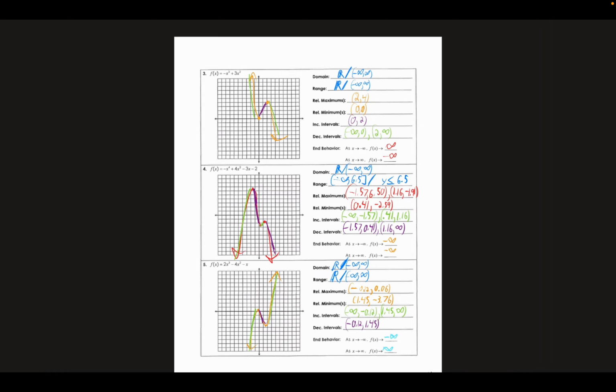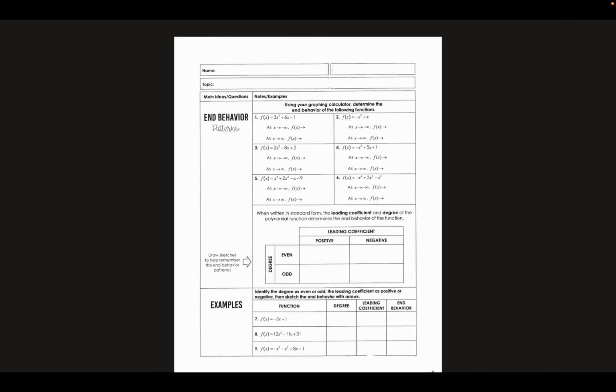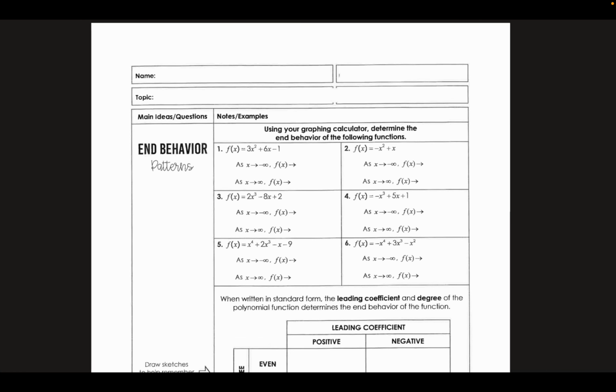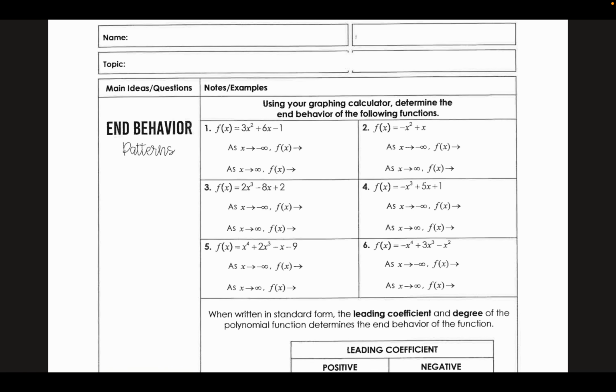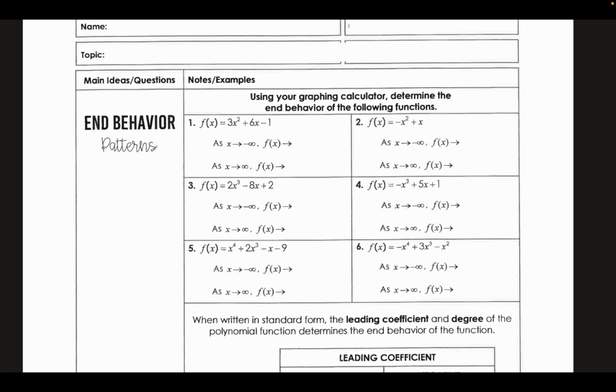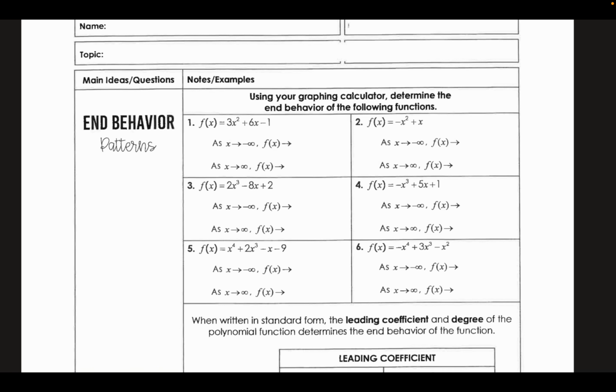Now we're going to work on finding end behavior patterns. So there's patterns for this. We can use your graphing calculator to determine the end behavior of the following functions. But rather, given that we just determined end behavior of a number of functions, I'm just going to go ahead and write these down here. And then feel free to verify them using your calculator, or pause, find them using your calculator, and then verify them with what I say in the video.